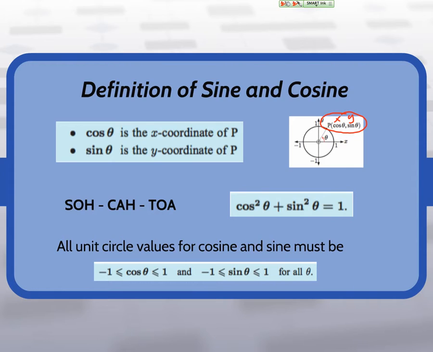SOHCAHTOA is always really good to remember. We'll get into that more later, not today. What does that T stand for? Tangent. Does anyone remember the relationship between sine and cosine and tangent? Cosine over sine. Close. Sine and cosine are reciprocals, not opposite.